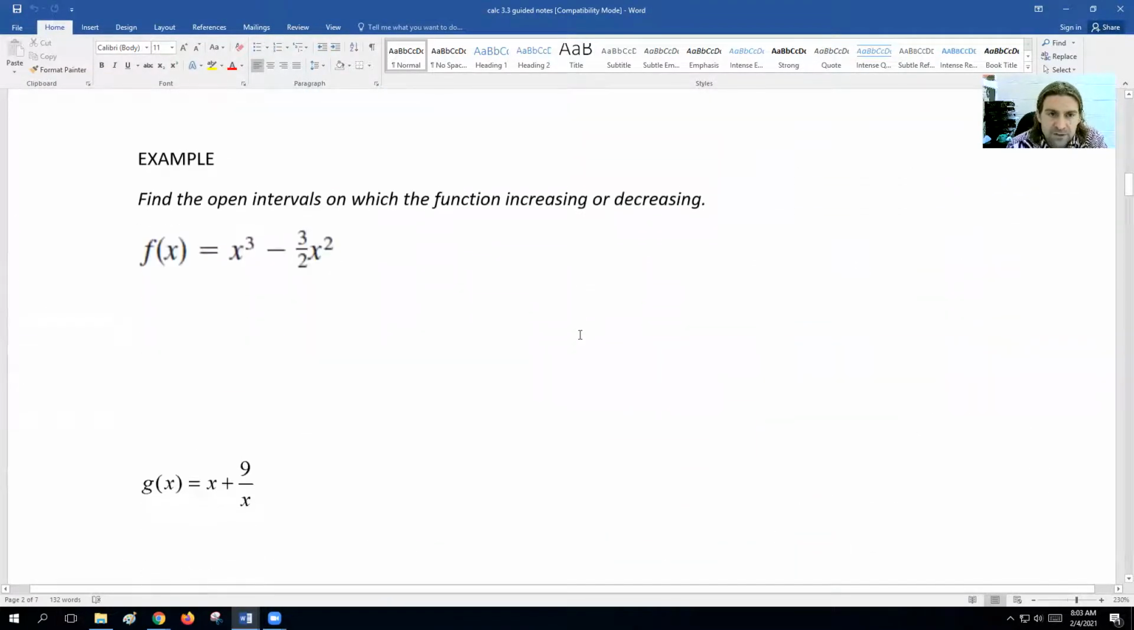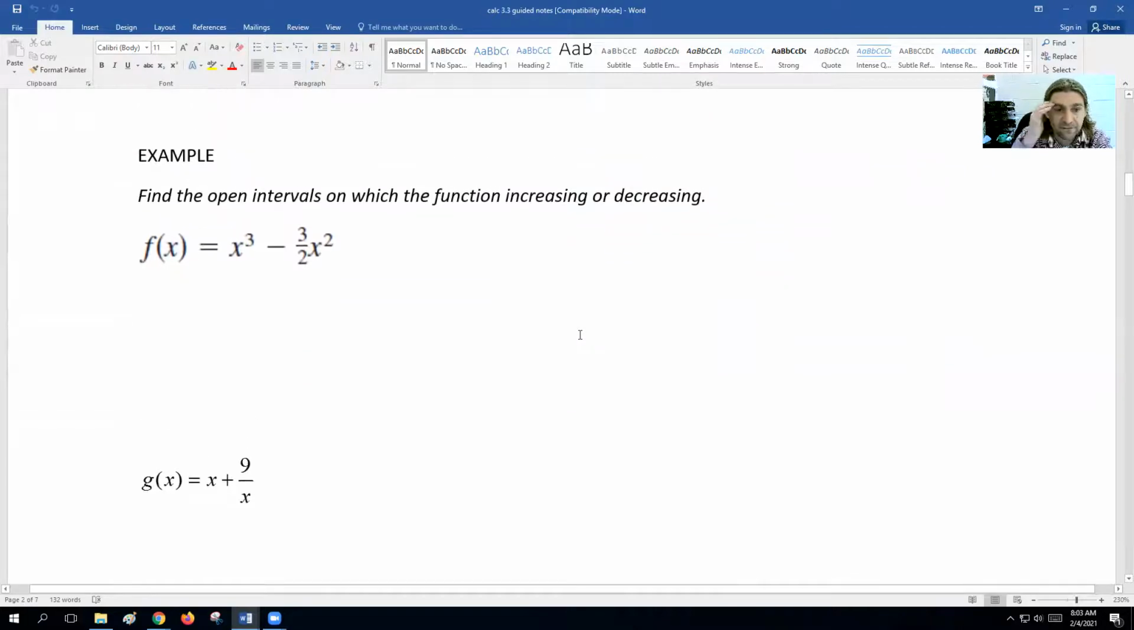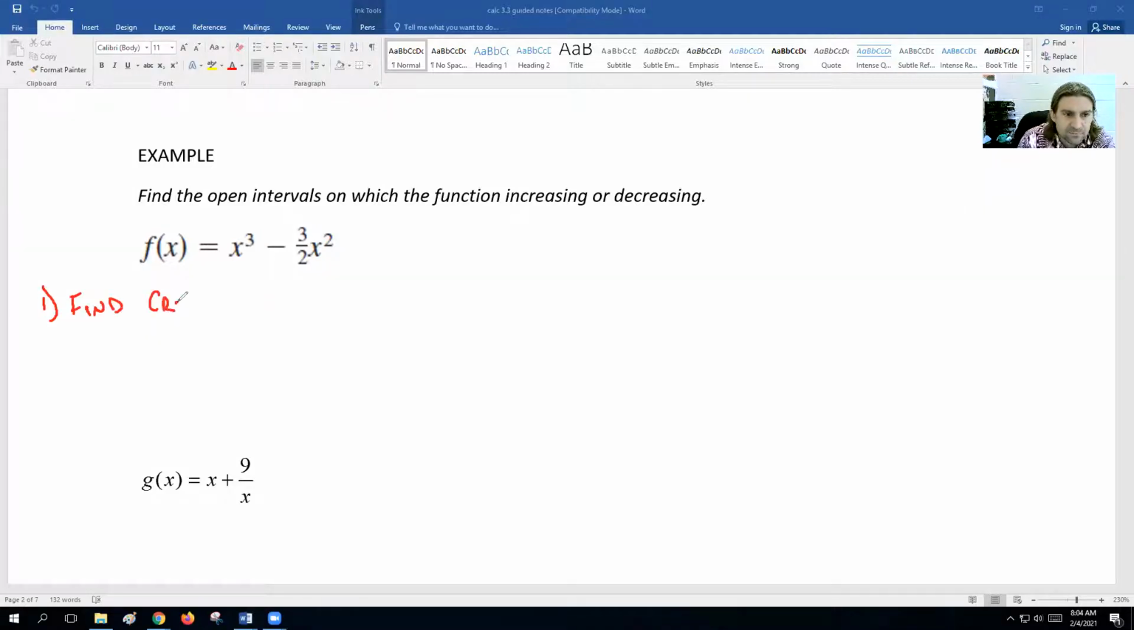Okay, so what we're going to do here is try to figure out where the graph is going up or down. And so the first thing we're going to do is the first derivative test. So we'll make some steps here. First thing we're going to do is make a note here, step 1. We're going to find critical numbers. Now these critical numbers are when f prime of x equals 0.